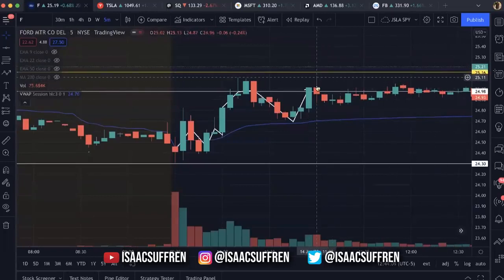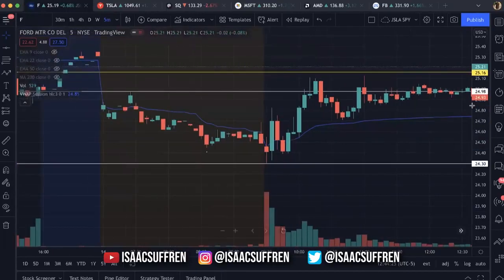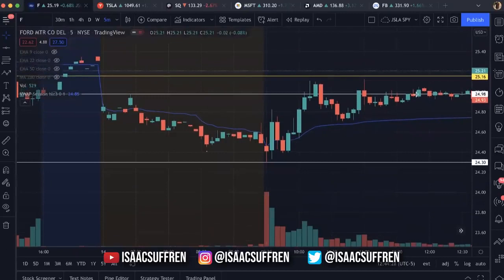So you definitely would have taken profit on this candle, but nonetheless, that's a pretty strong move from $24.78 to a potential $25 around that area, maybe even $25.10. That is a great play for Ford, and that was just utilizing our pre-market high, our daily resistance level, and the VWAP bounce, right? So that was pretty easy.